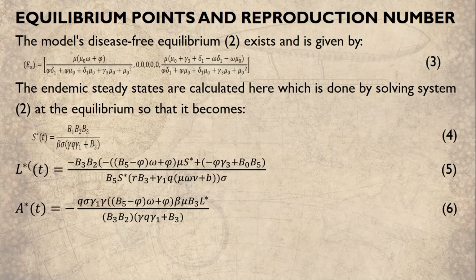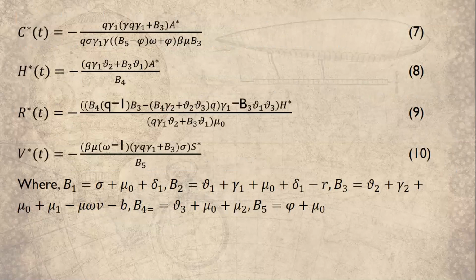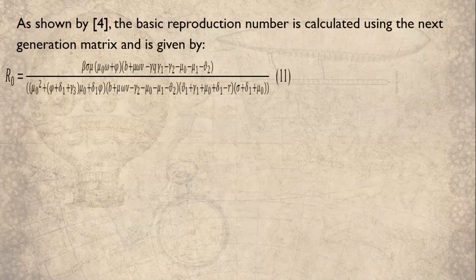And at the endemic state, we have the S prime of t, the equilibrium point there is beta B1, B2, B3 over beta 1, beta R, gamma Q1, gamma 1 plus beta B3 over minus B3, B2, where the values of B1, B2, B3 are stated, where B1 is sigma plus mu naught plus delta 1, B2 is theta plus gamma 1 plus mu naught plus delta minus 1, B3 is theta 2 minus mu 1 minus mu naught plus mu 1 minus mu epsilon v minus b, and so on.